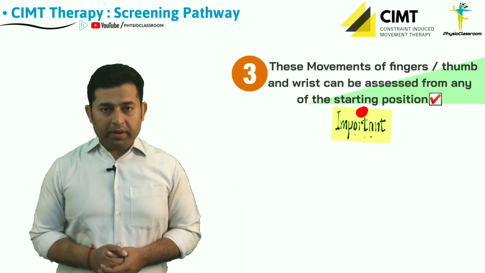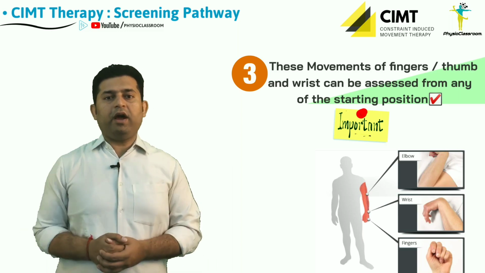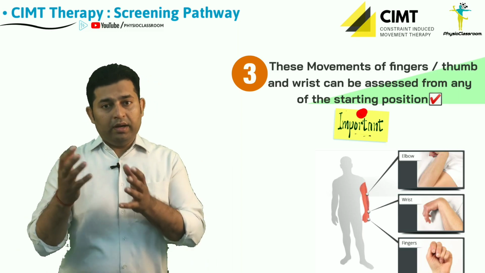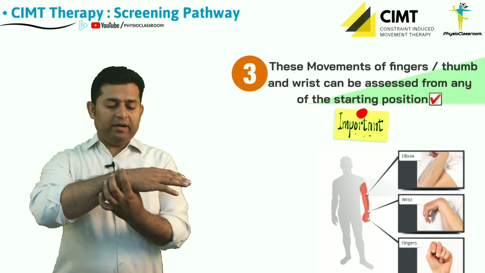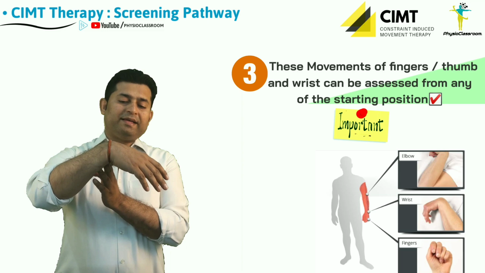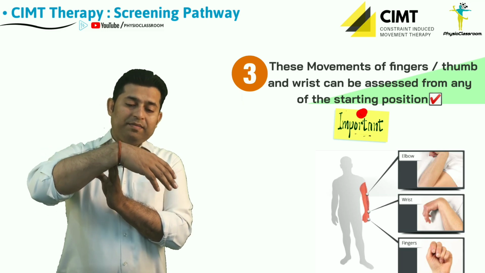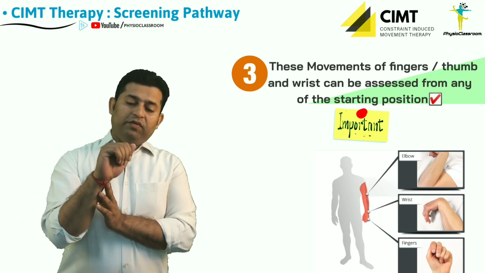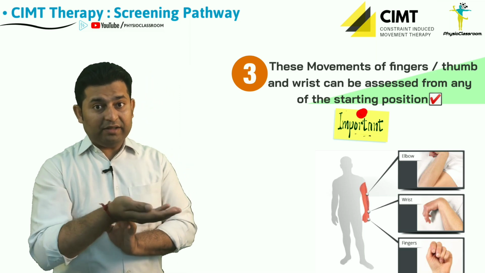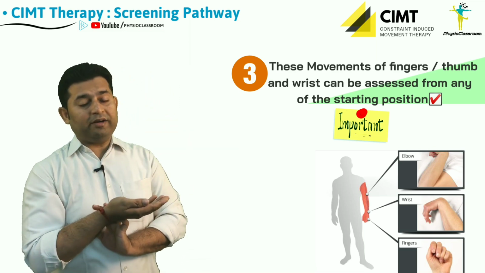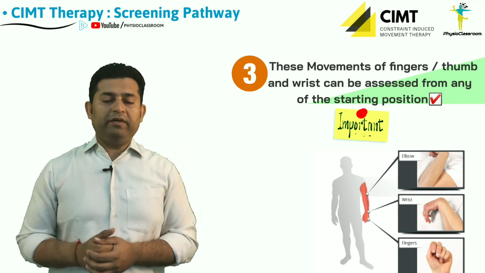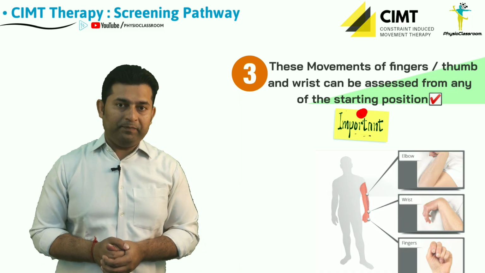Another important thing to be remembered is that this criteria of 10-degree extension at wrist, finger, and thumb does not mean that the wrist should extend beyond neutral by 10 degrees. Even if the patient can extend the wrist from the maximally flexed position, extend the fingers from the maximally flexed position, and abduct or extend the thumb from the neutral or adducted position, then also such patients should be selected for the CIMT training program.